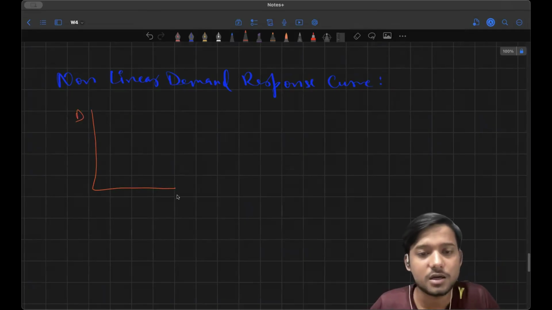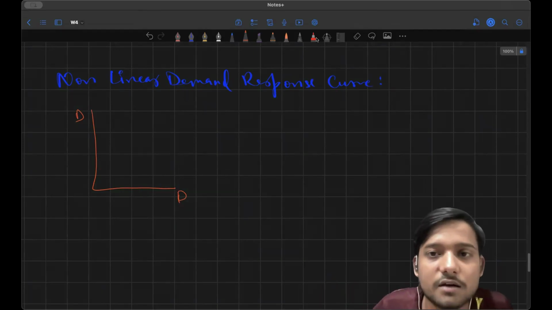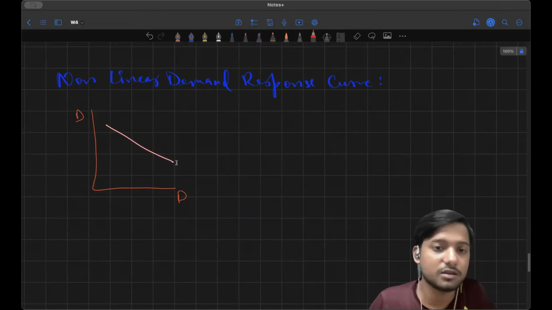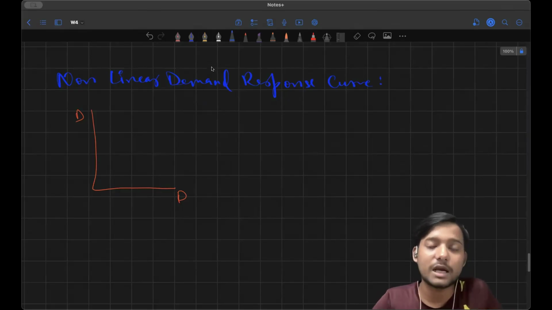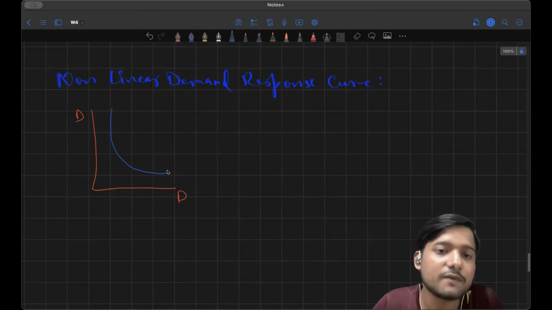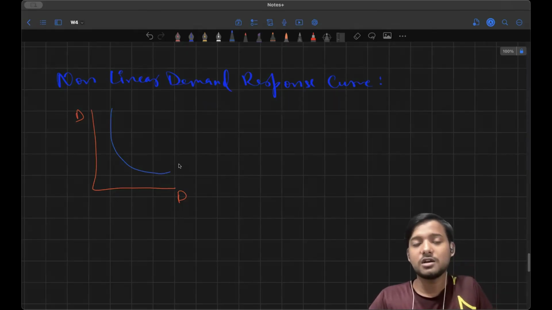So if I have demand and there is my price, I know they have to be inversely proportional. One way was I have this sort of demand, right? This gives me a linear demand response curve. And here we were having elasticity, which was also a function of price. But I can also have this kind of situation, right? This is also inversely proportional. As my price increases, demand keeps on decreasing. But it's not a straight line, it's a curve.